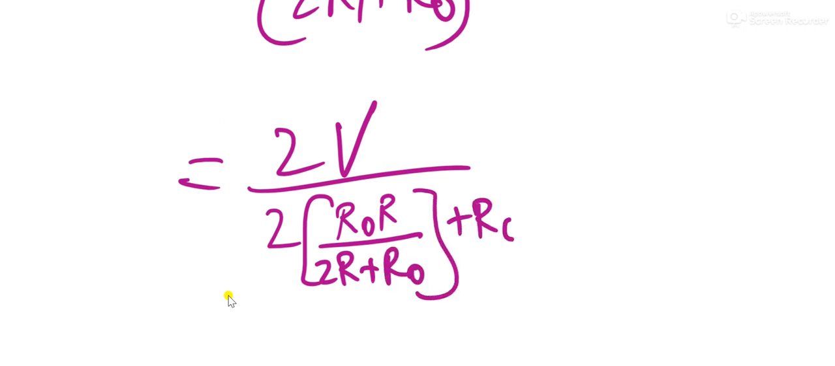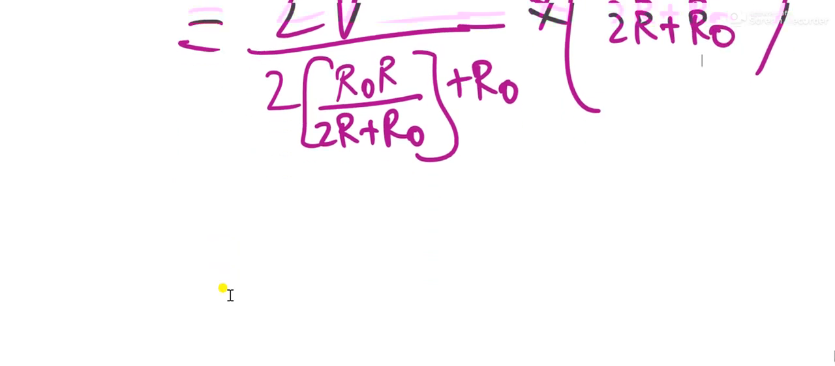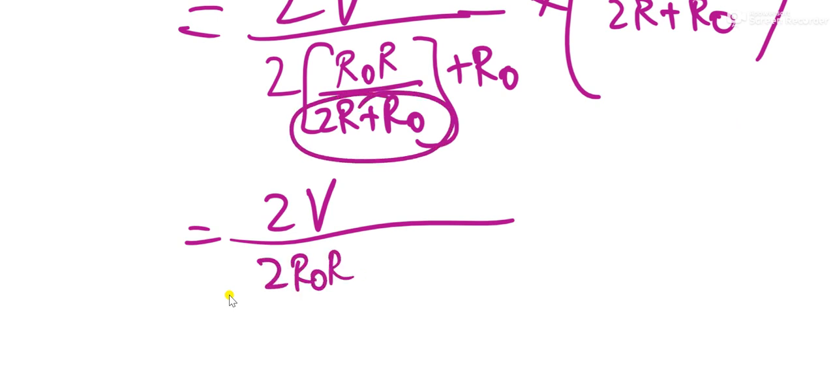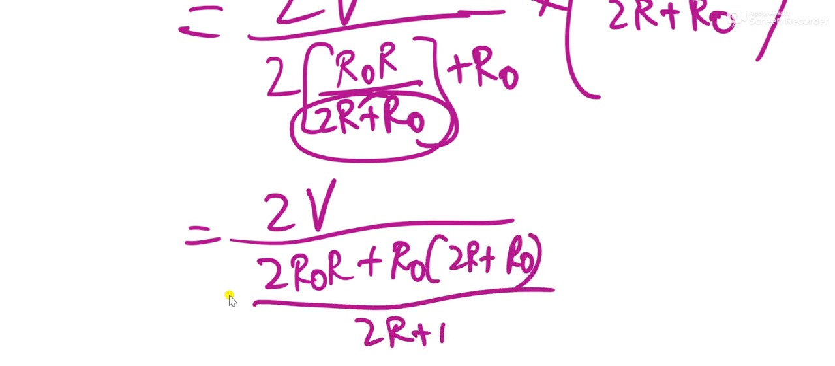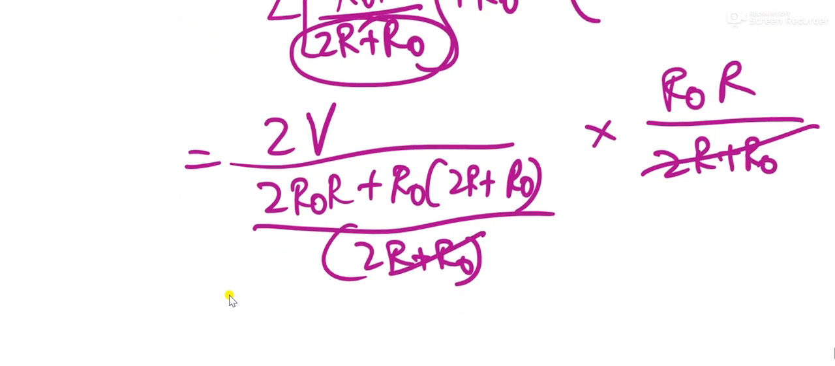Into here also I am substituting R1, R naught into R divided by 2R plus R naught. Now we should do the LCM. So 2V divided by 2 times R naught R, taking the LCM, plus R naught times 2R plus R naught, divided by 2R plus R naught, into R naught R divided by 2R plus R naught. This gets cancelled because it is in the denominator.